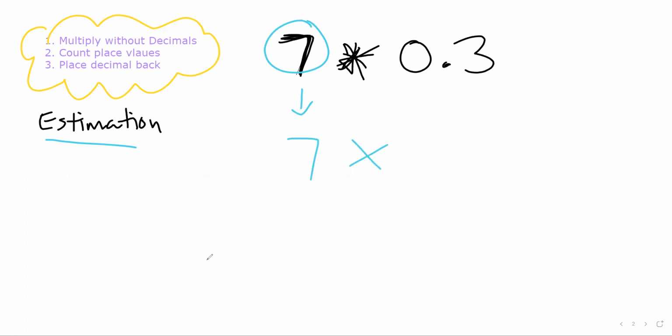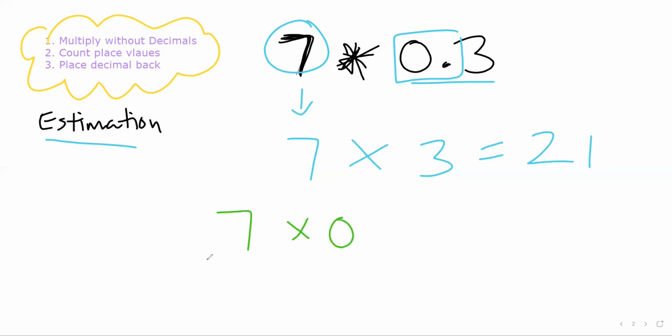And I'm going to multiply this by 3. When I say no decimals, we're just going to pretend the decimals aren't here. It's just a 3. If we multiply that, we get 21. That right there are the digits in my product. So I'm going to come down here and say 7 times 3/10 is a 2 and a 1. But now we have to talk about where the decimal goes.